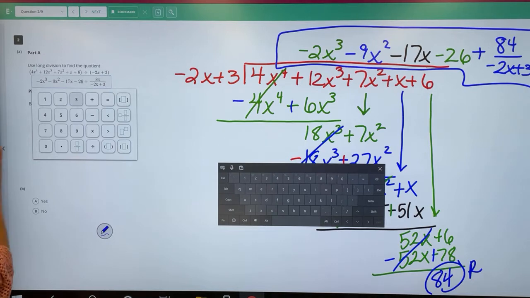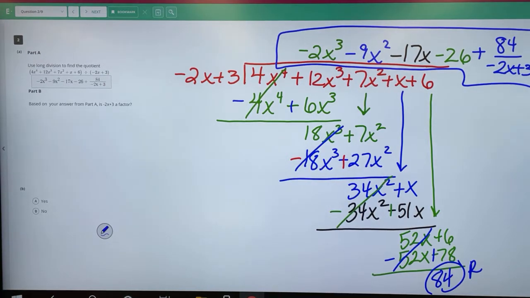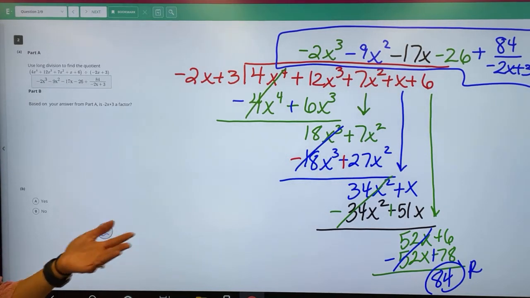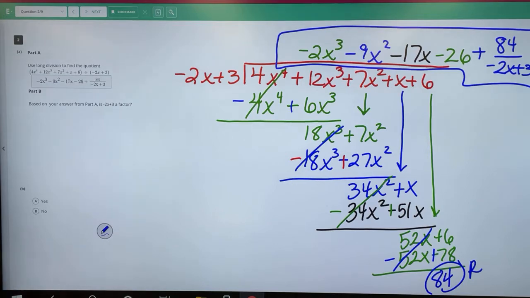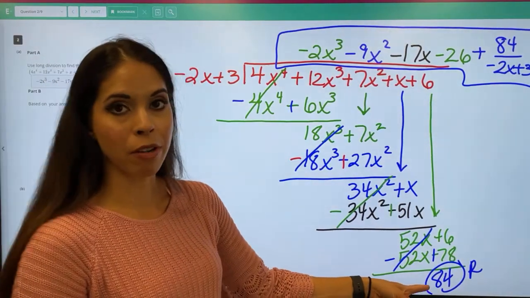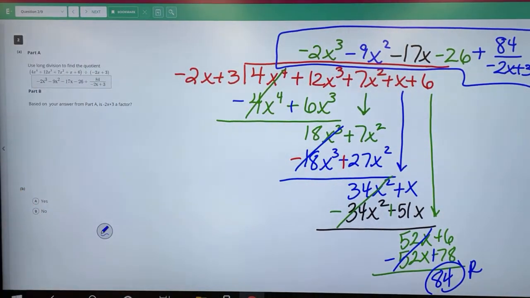All right, and that's everything. Okay, based on your answer from part A, is negative 2x plus 3 a factor? Well, did it divide evenly? Did I get a 0 remainder? Nah, I got a remainder, so that means it did not divide evenly. So is it a factor? Nope, it's not. It did not go in evenly.